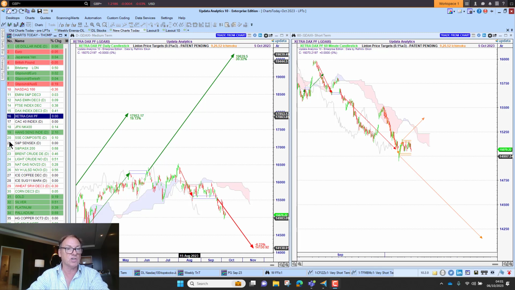This is the target that's in train. Taking a look at some of the other markets here, we can look at Japan.